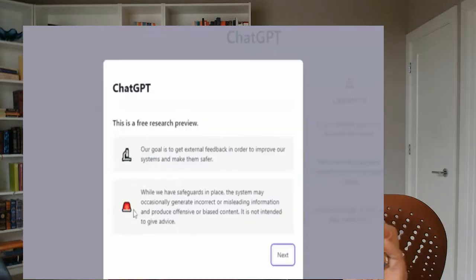The other part is this little red warning symbol here. While we have safeguards in place, the system may occasionally generate incorrect or misleading information and produce offensive or biased content. It is not intended to give advice. The other thing with this is because it's using data potentially of other reviews, there is a risk of plagiarism by using this. So we're going to see how this goes.